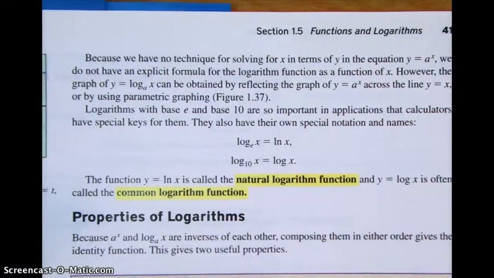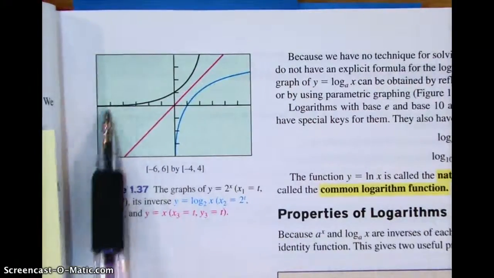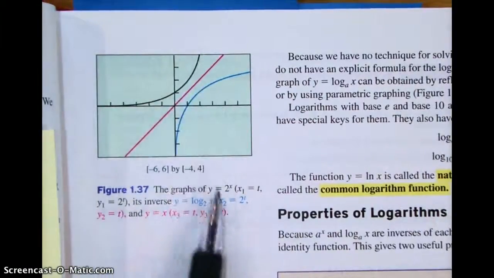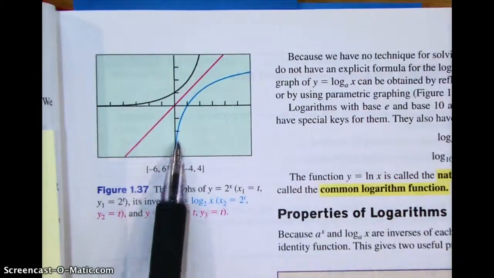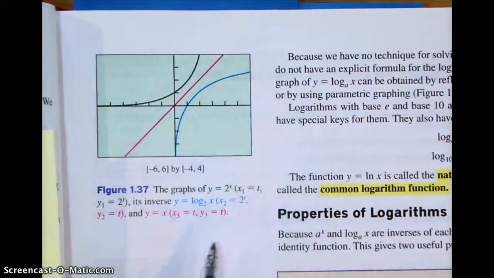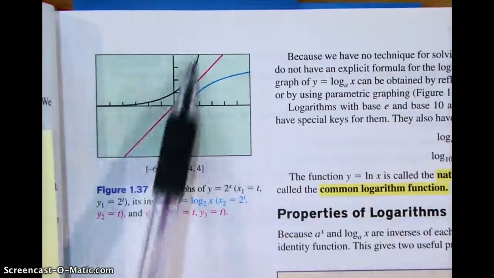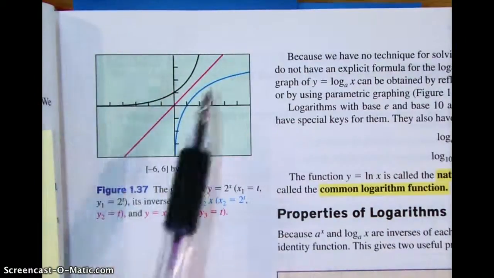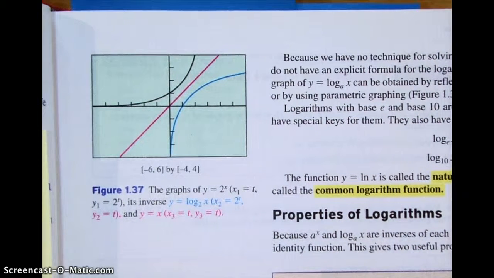The graph on the side here shows you the graph of the exponential function in black, and that's 2 to the x. And the inverse is in blue, and this is log base 2 of x. And they're opposites because they're reflected. That means any input value from this graph is an output of this graph with the corresponding output as its input. Let's talk about properties of logarithms.